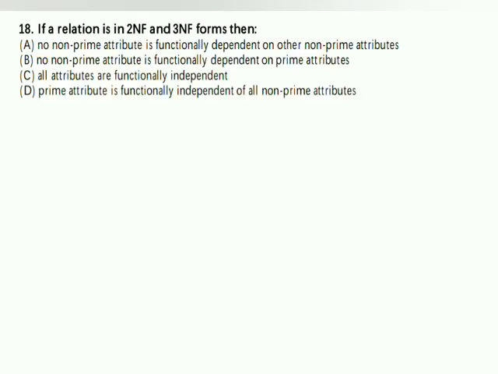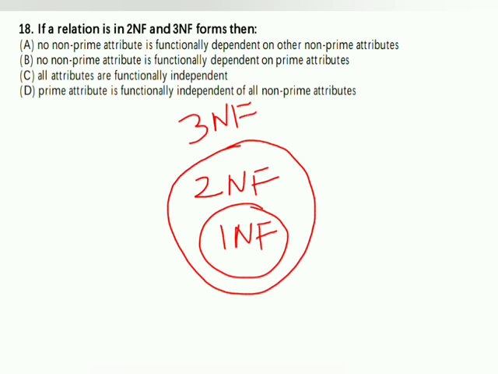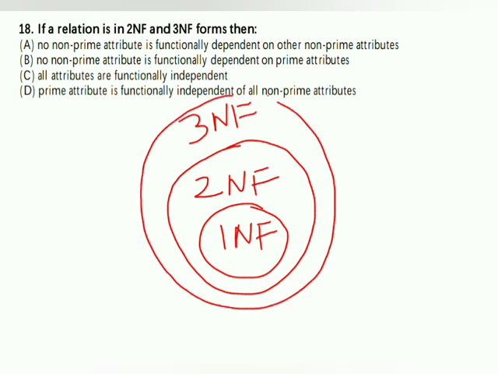Next, if a relation is in 2NF and 3NF forms, then what will happen? In the case of 2NF, it must be in first normal form, and there should not be any partial dependency. Whereas 3NF must be in 2NF, and it should not have any transitive dependencies. So first of all, what is a partial dependency and a transitive dependency?